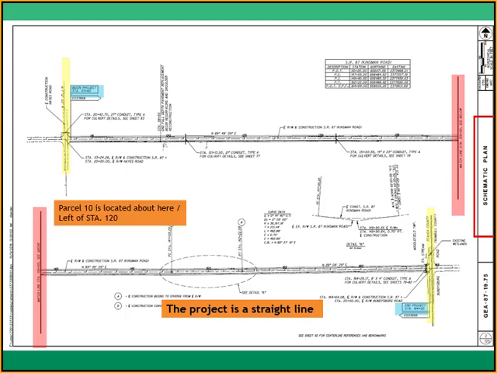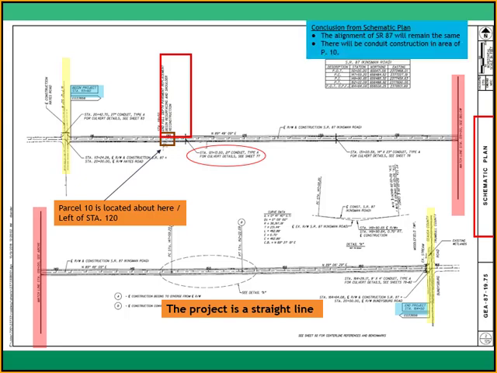Parcel 10 is located at this point right here. We've got an arrow going to it, and that's just left of station 120, which we've just blocked in. We just put in a red rectangular box, which is parcel number 10. And one thing to note on this is they're calling something at station 121 plus 13.50, which is a conduit that is going underneath the road in the vicinity of parcel number 10.